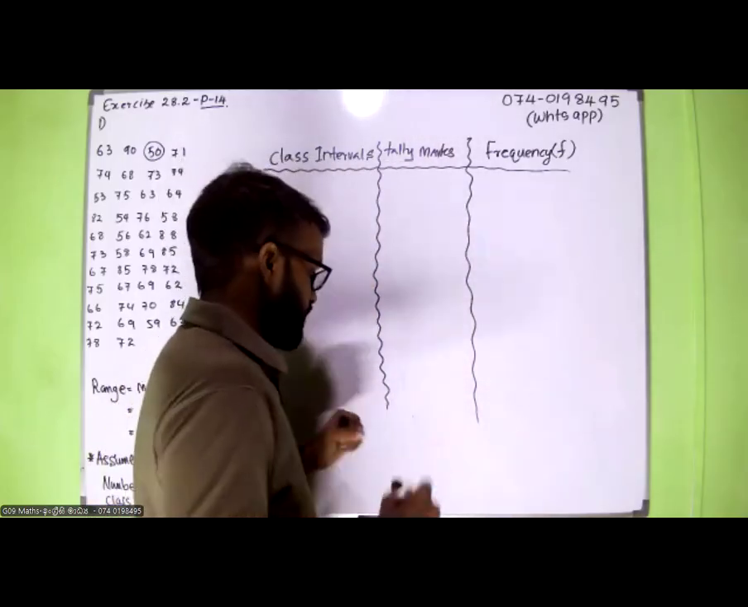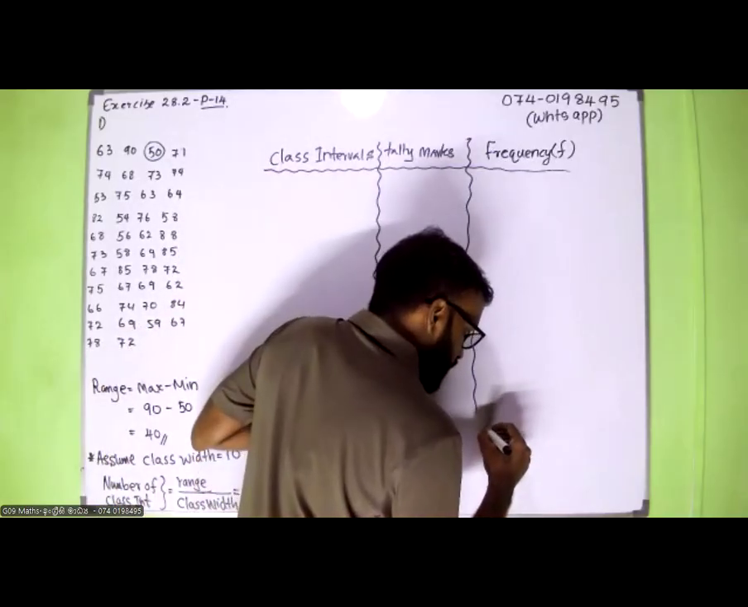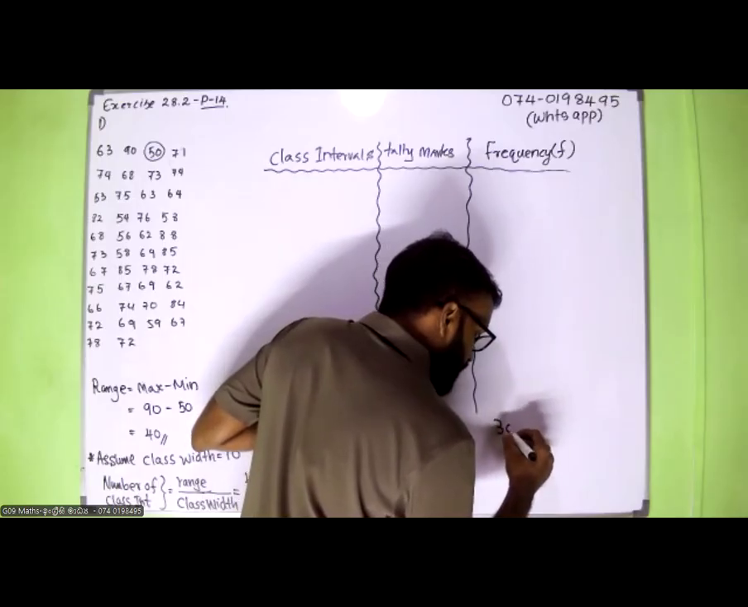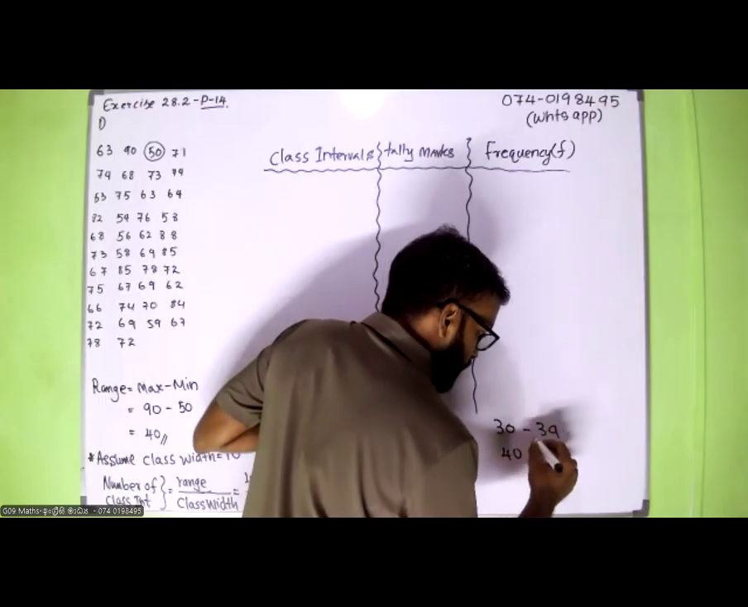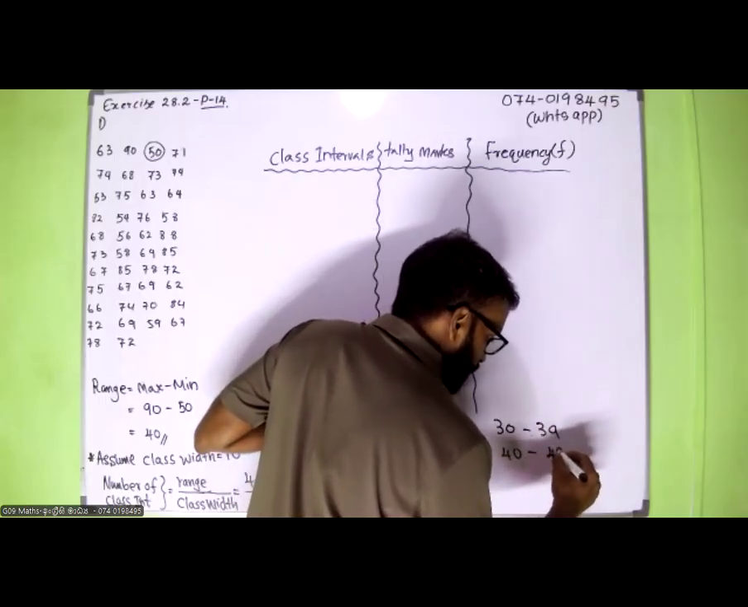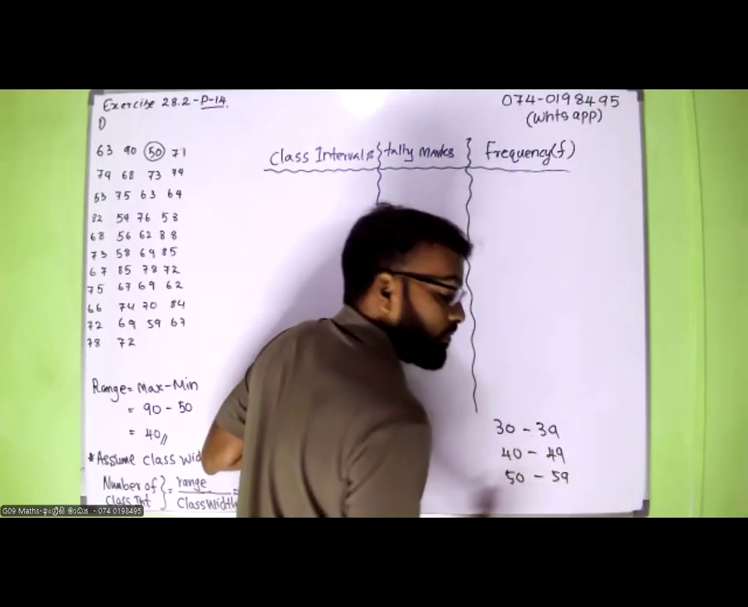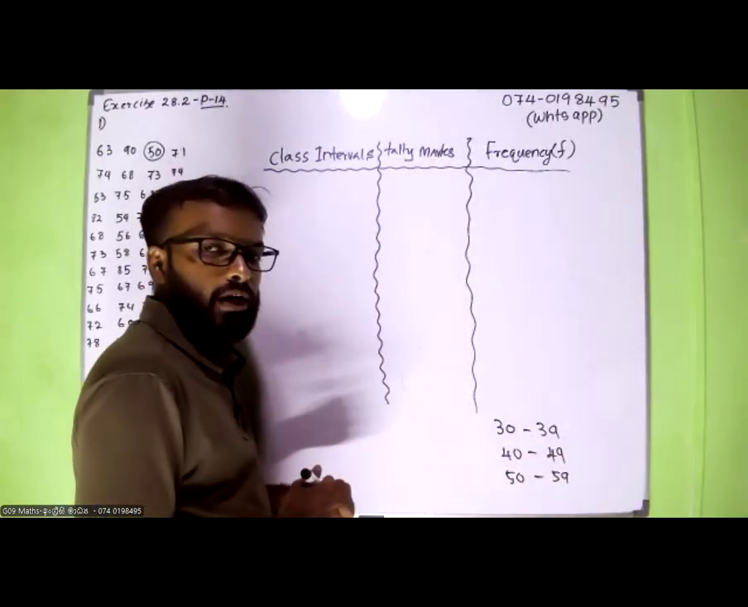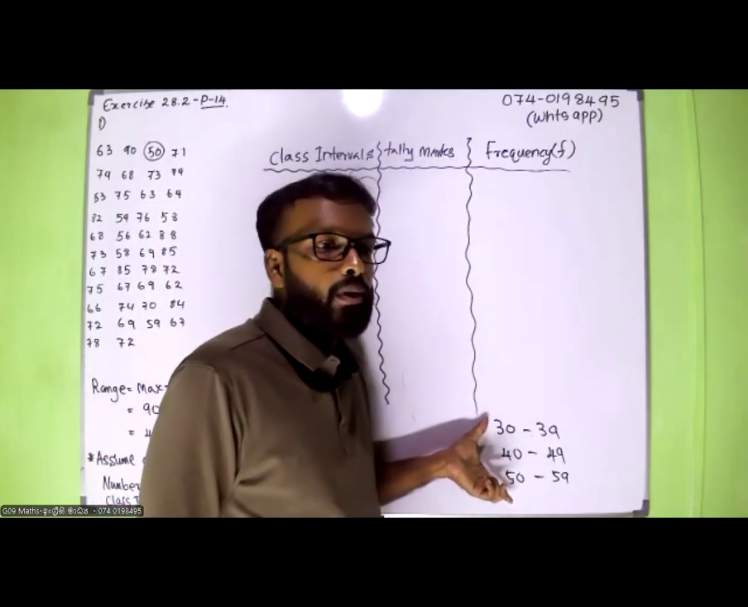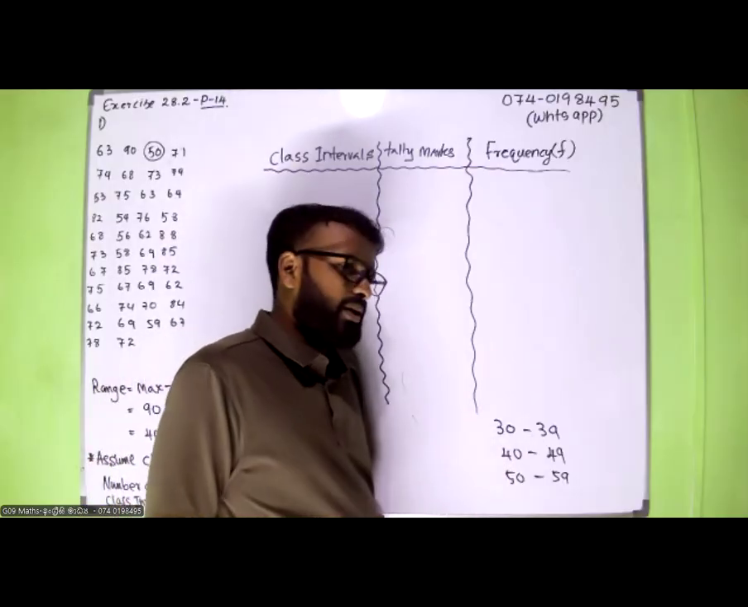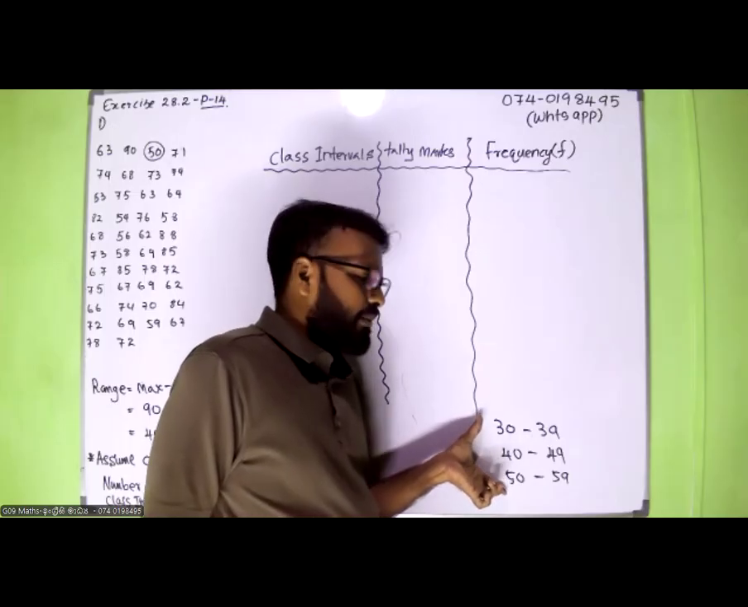I will refresh your knowledge. Now think this is a class interval 30 and 39, right? 40 and 49, 50 and 59. Now tell me, is this an open gap or close gap?